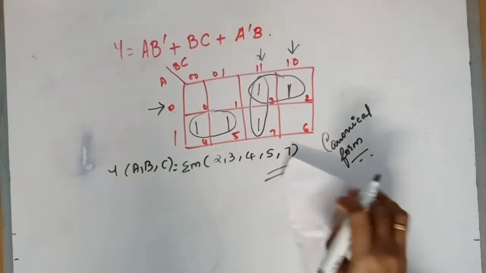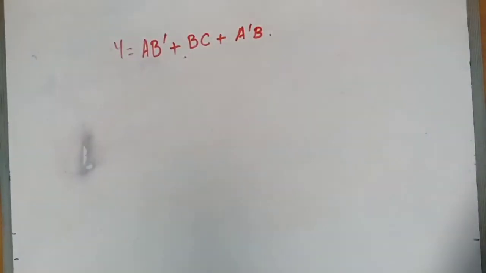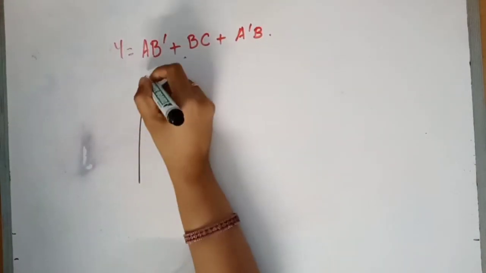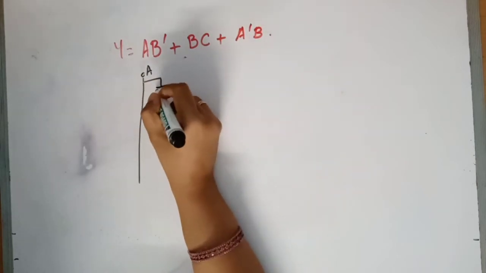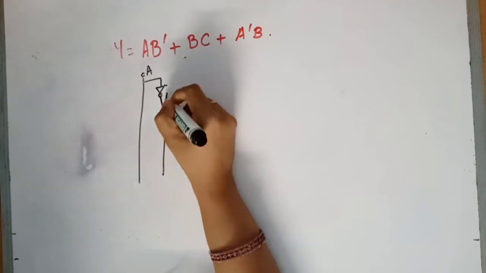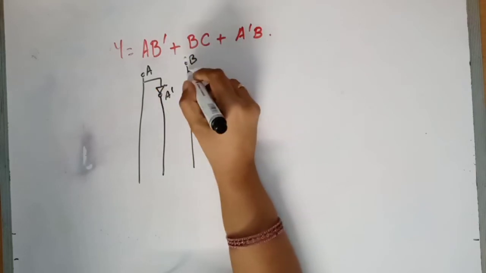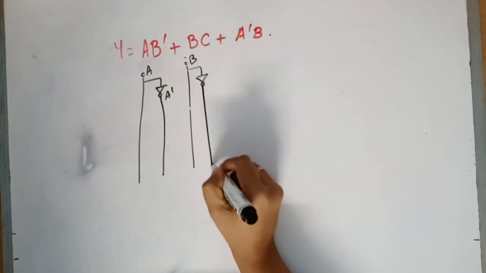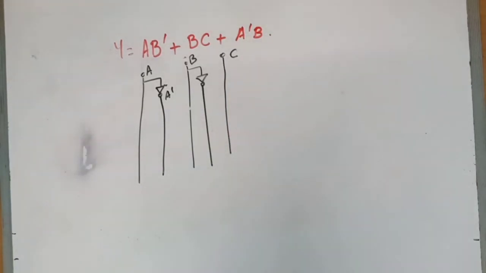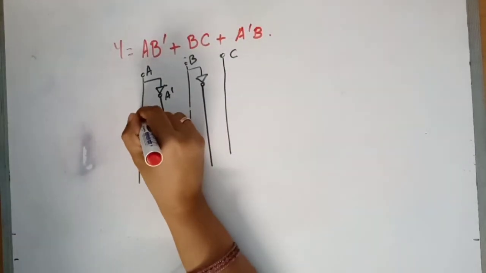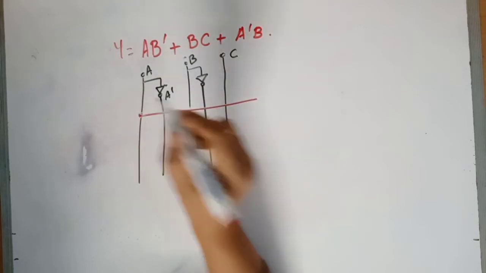Now suppose you want to draw this. What you'll do is, you have an A bar also, so here you put A bar, B, and you have a B bar, so again a NOT gate. C, you don't have C bar, so that's it. Now A, B bar.